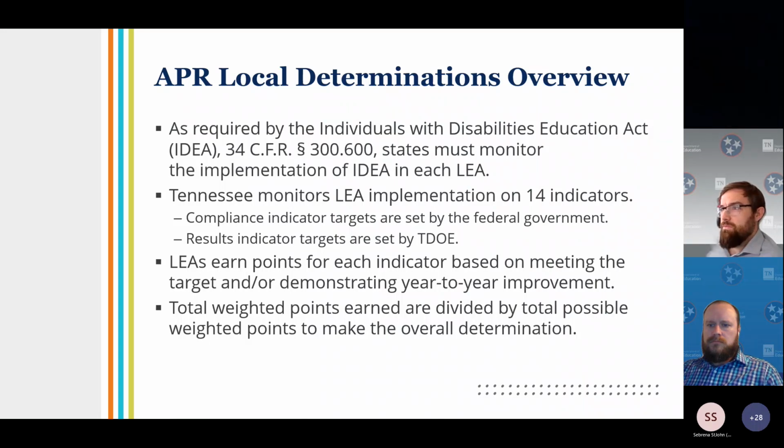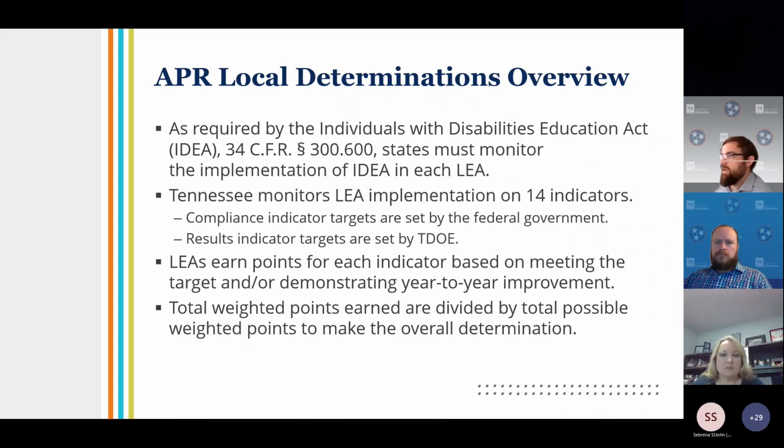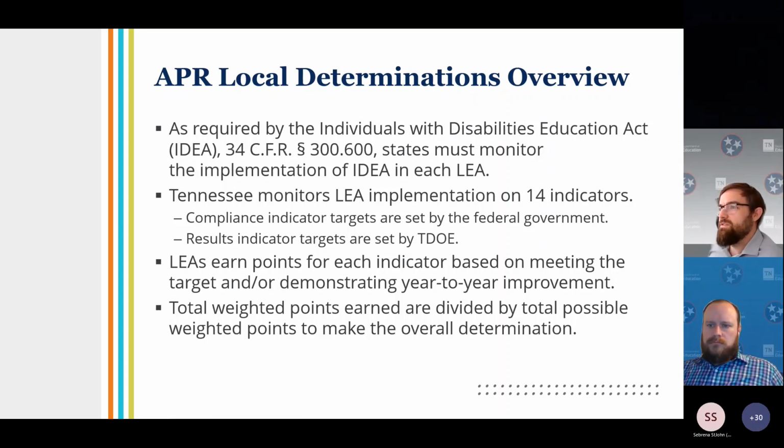Today we're going to be talking about both compliance indicators, which are targets that are set by the federal government at either 0 or 100%, depending on the indicator. And we're going to be talking about some results indicators, which are indicators that have targets that are set by TDOE and approved by OSEP.